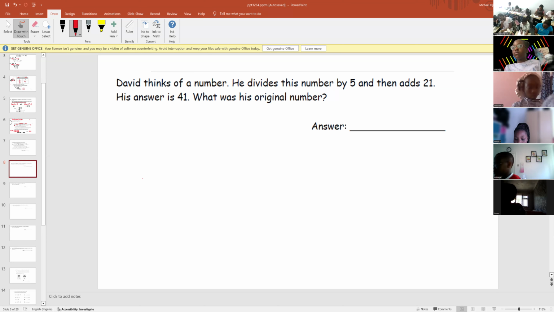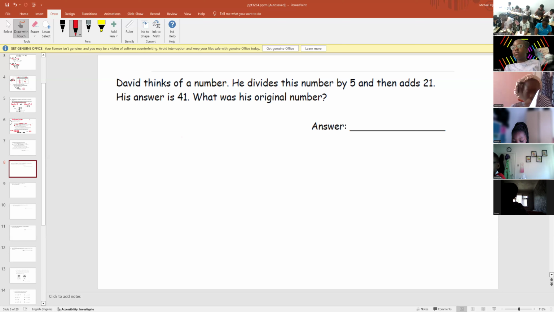Let's try the question now. To work out the question, the simplest pattern is we just construct a function machine. So this is how it goes.